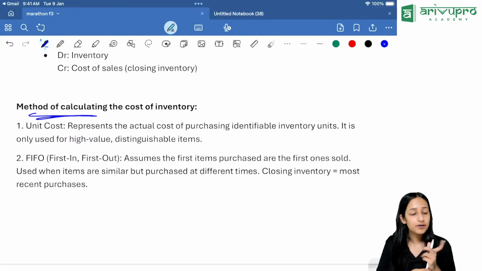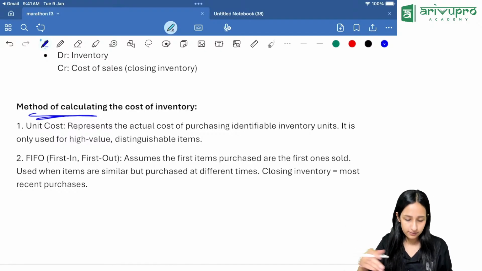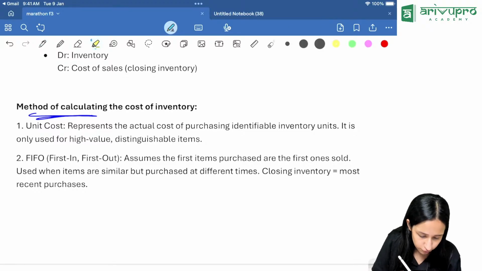Now, earlier there was something called last in, first out also, but ACCA doesn't encourage that technique anymore. So in any of the papers, you will not find LIFO. Okay, it used to be there earlier. Right. So first is unit cost.